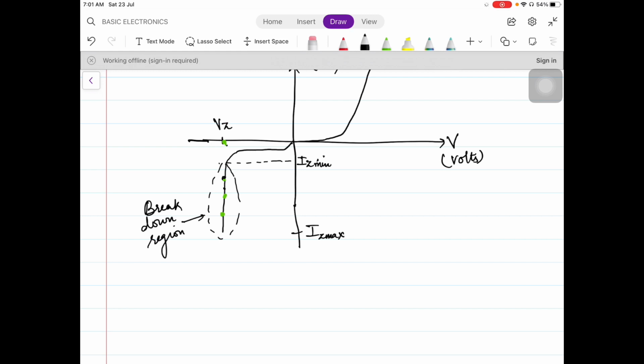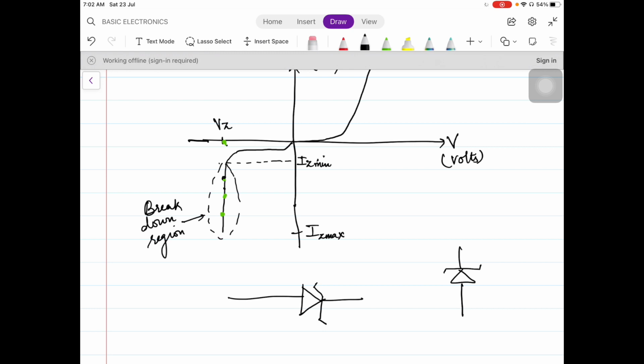Now let us see the symbol of Zener diode. This is the symbol, or simply you can draw it this way also. This is the symbol of Zener diode. So it is mainly designed to work in the reverse or the breakdown region, but it will work normally or fine in the forward bias region as well.